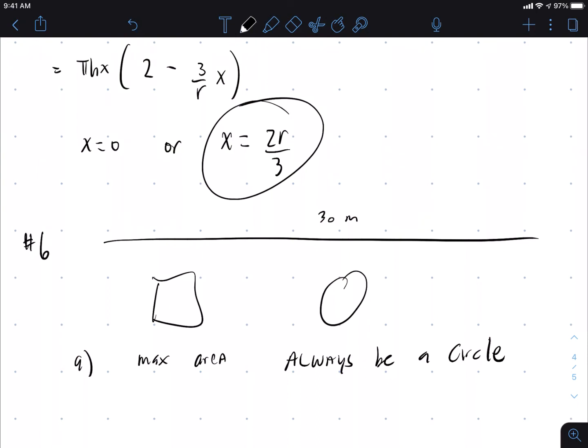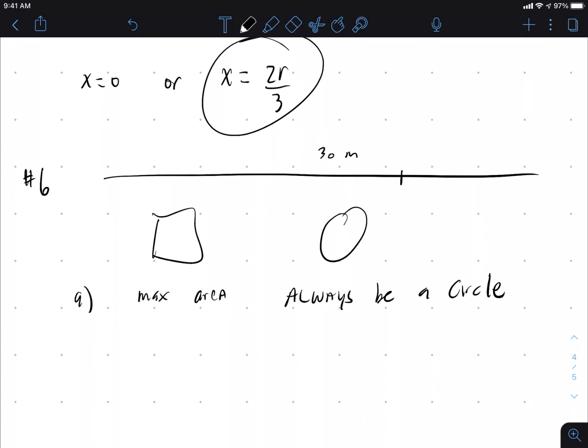Okay, so then part B says how much wire should be used for the square in order to minimize the total area. Well, to minimize the total area, there's this balance, right? So let's take our wire and cut it into two pieces. We'll call this side x. If this is x, then the other length would be 30 minus x. Does everyone agree with that?